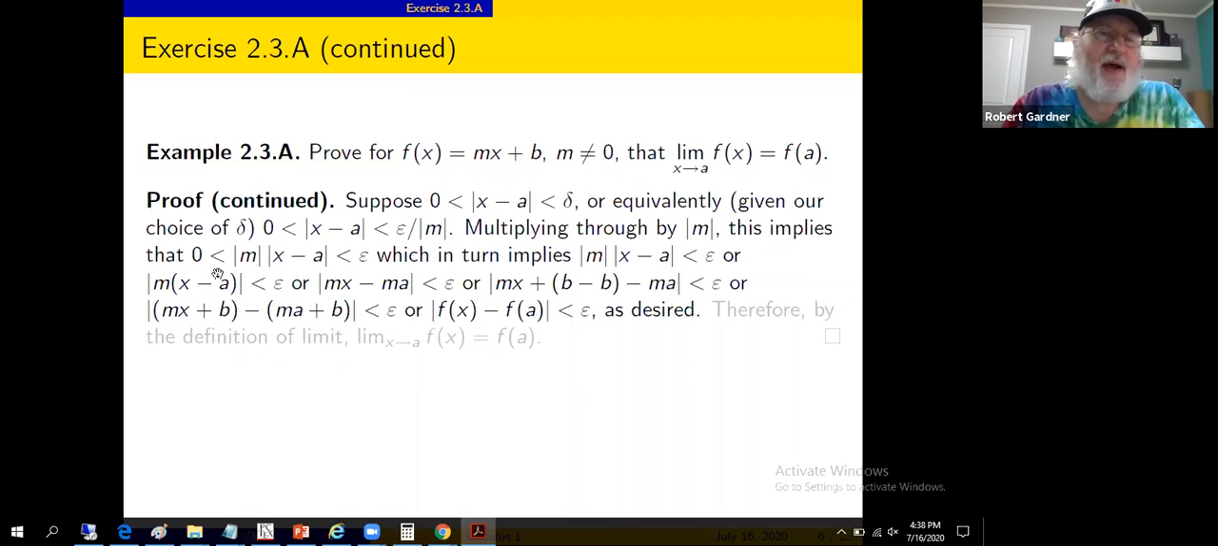So we get the absolute value of m times 0, which is 0, less than the absolute value of m times the absolute value of x minus a. And the absolute values of m would cancel there. We've got something less than epsilon. Well, isn't that special? We're trying to show something is less than epsilon. Turns out this is the something, so it's going to work. Okay, so we've changed the supposition into this.